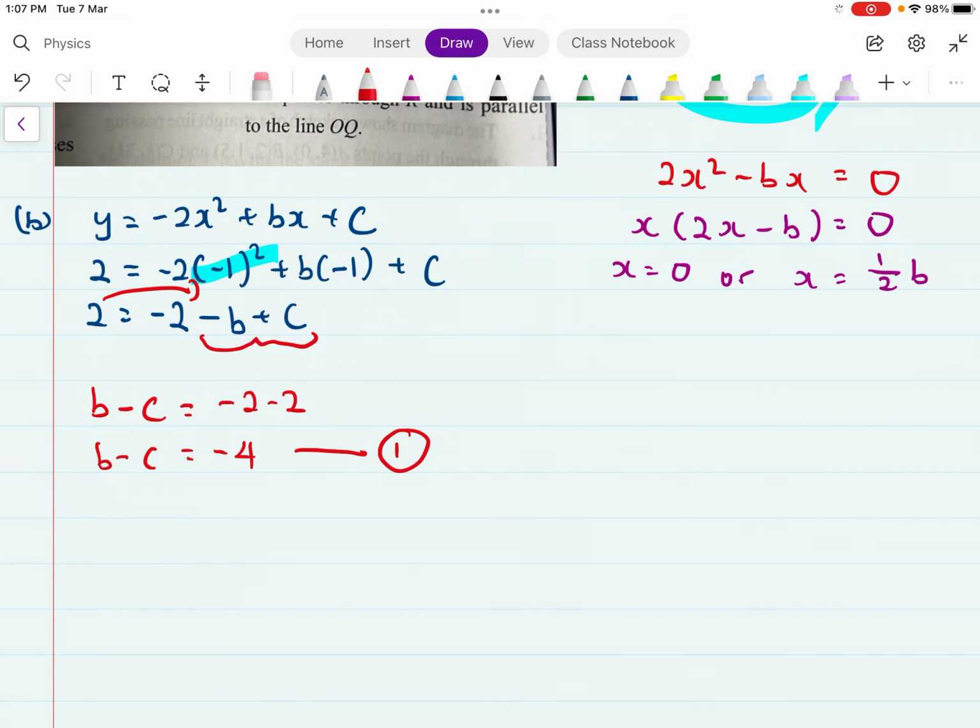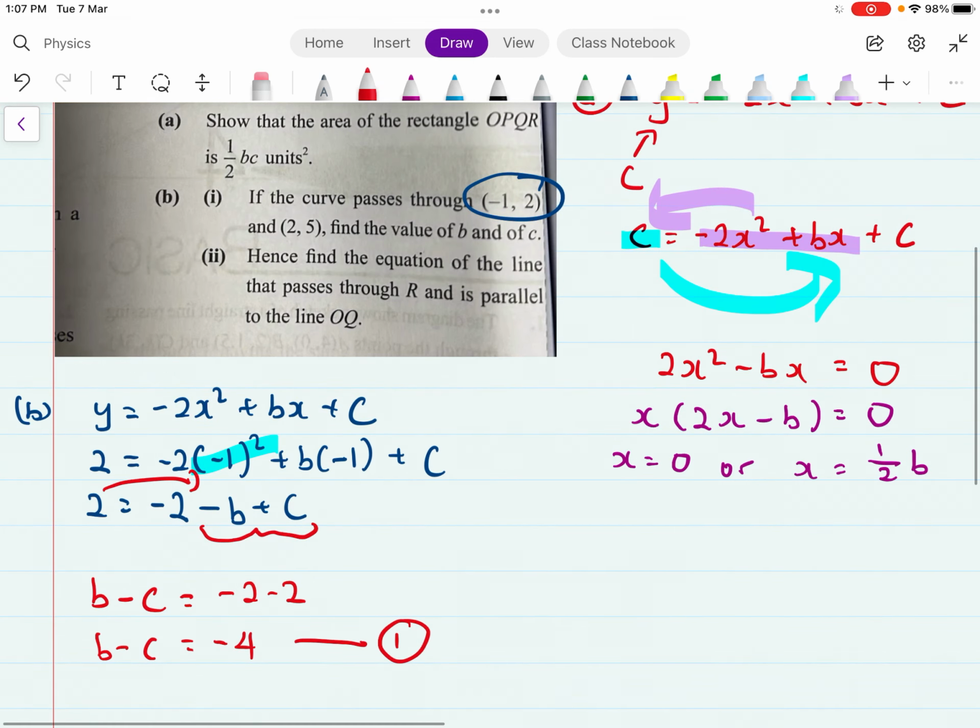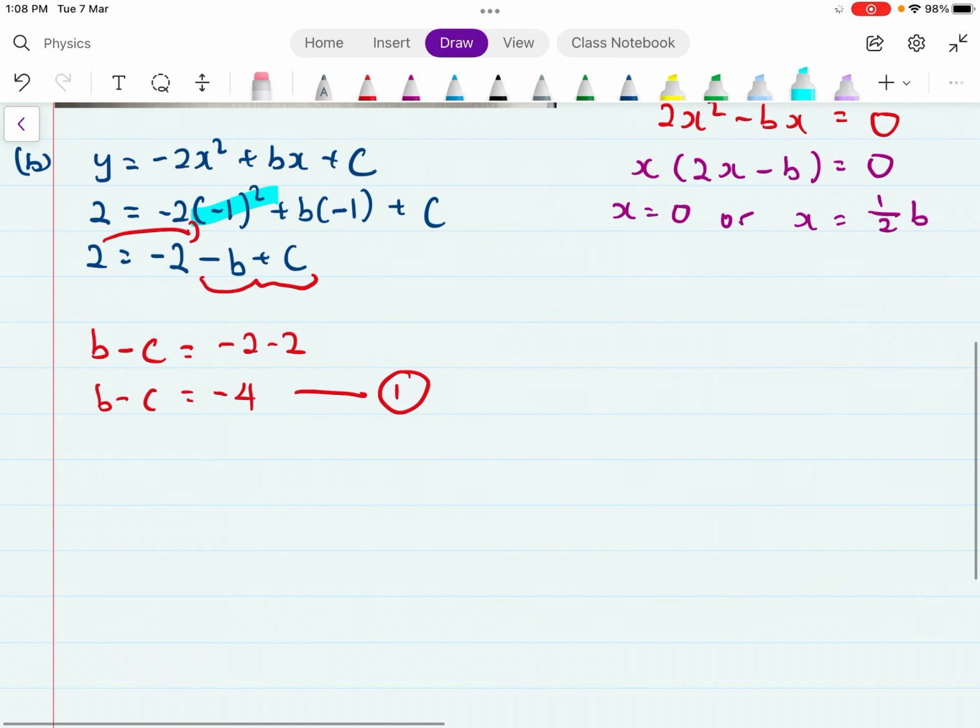So when you see me write this kind of thing, you know what I'm going to do already, right? So I'm going to do the simultaneous equation. So next will be the 2, 5. Okay, let's sub in the 2, 5 into the equation.